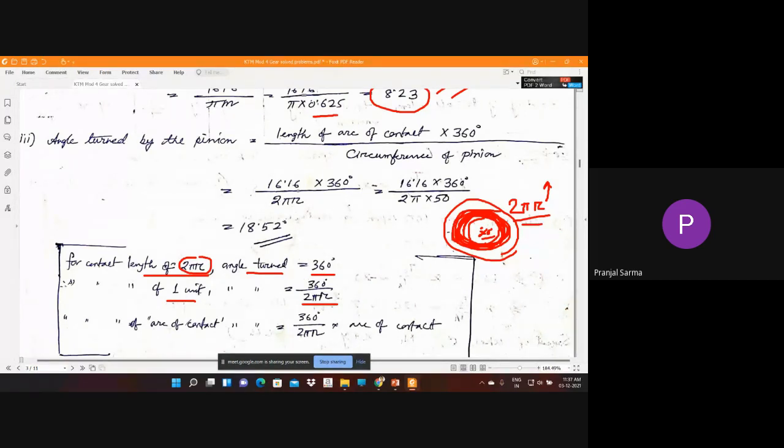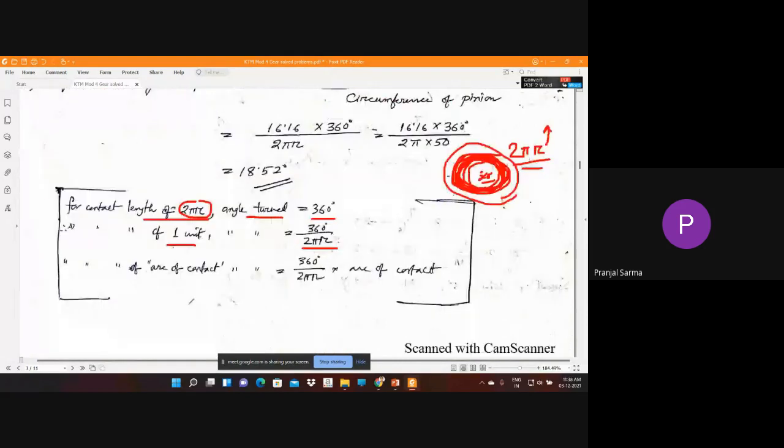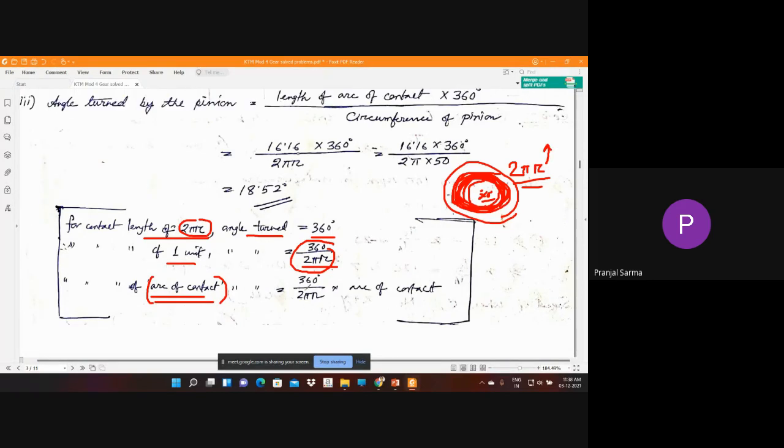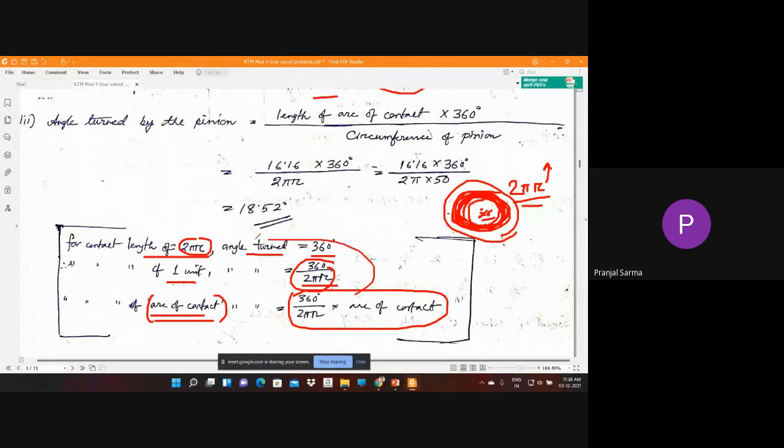Whenever we are talking about a contact, that is nothing but the arc of contact we are talking about. Now, if the contact length is equal to the arc of contact, then the angle turned will be 360 by 2 pi r into the arc of contact, by the unitary method. So this is how we have developed the direct equation for that.